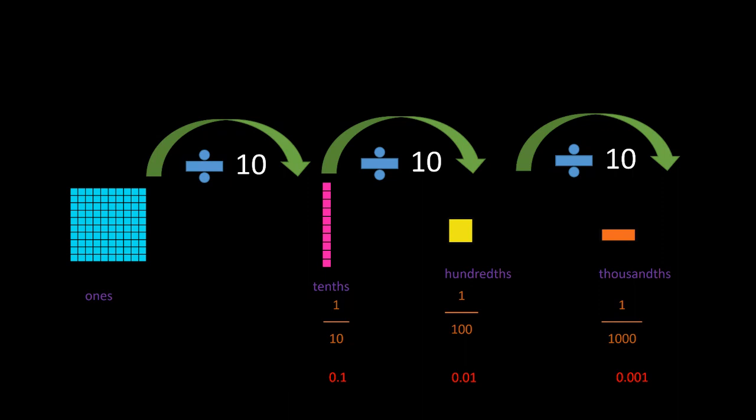We have our ones. And every time that we reduce our number from ones to tenths to hundredths to this new place value, we are dividing by 10. So one divided by 10 is 1/10. And then a tenth divided by 10 is 1/100th. So what happens when we split our hundredths divided by 10 again? It gives us our thousandths.